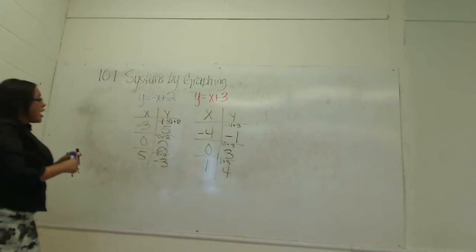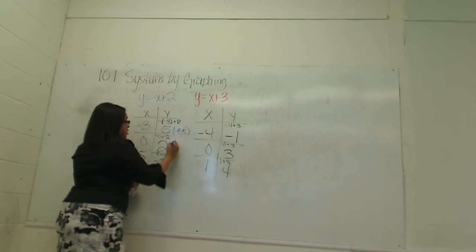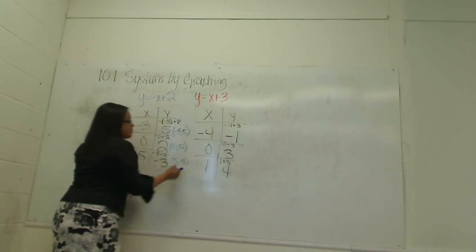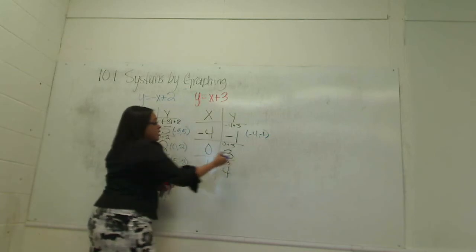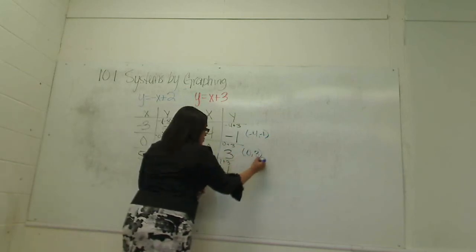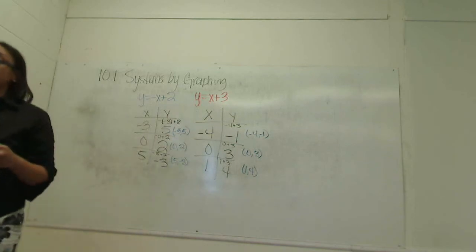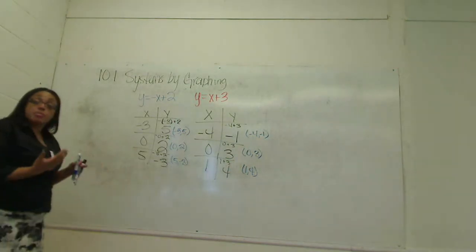So now what you have are your ordered pairs: -3, 5; 0, 2; 5, -3. Here you have -4, -1. Here you have 0, 3. Here you have 1, 4. Those are your points. So you have the points. Now it's time to graph.